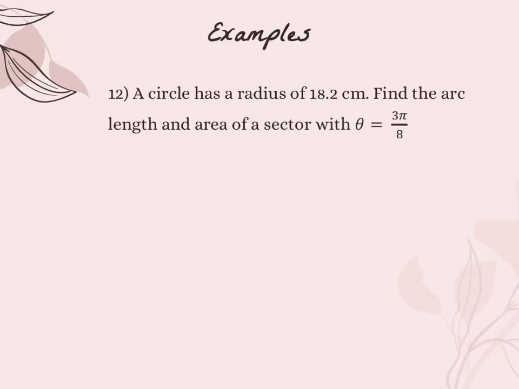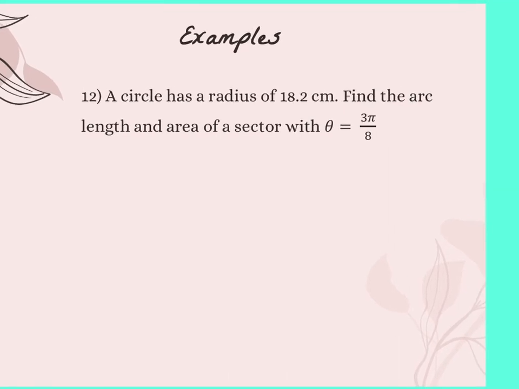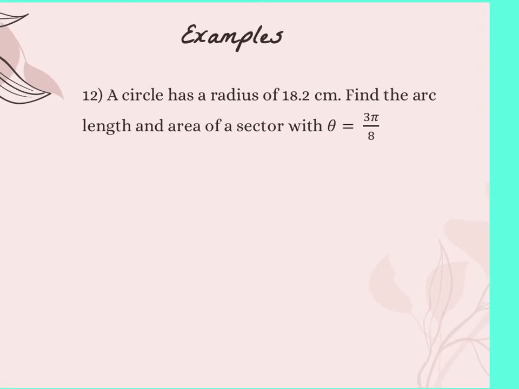All right, so this one says a circle has a radius of 18.2 centimeters. Find the arc length and the area of the sector with theta being 3 pi over 8. So the length and the area of the sector, that could be in any order. I guess I wrote it in the other order on the other slide, right? Is it 1/2? Yeah, it doesn't matter. I just put that 1/2 at the beginning last time.